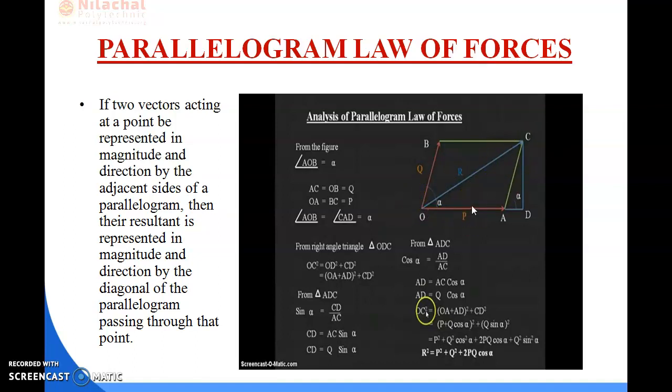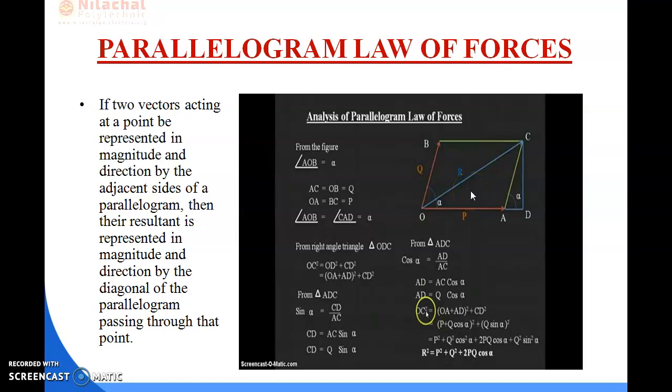So we should prove how this diagonal passes and how this diagonal has the same magnitude and direction, having those two forces P and Q. We should analyze that here. Now, how can we find out the diagonal, and what is the resultant force formula here?